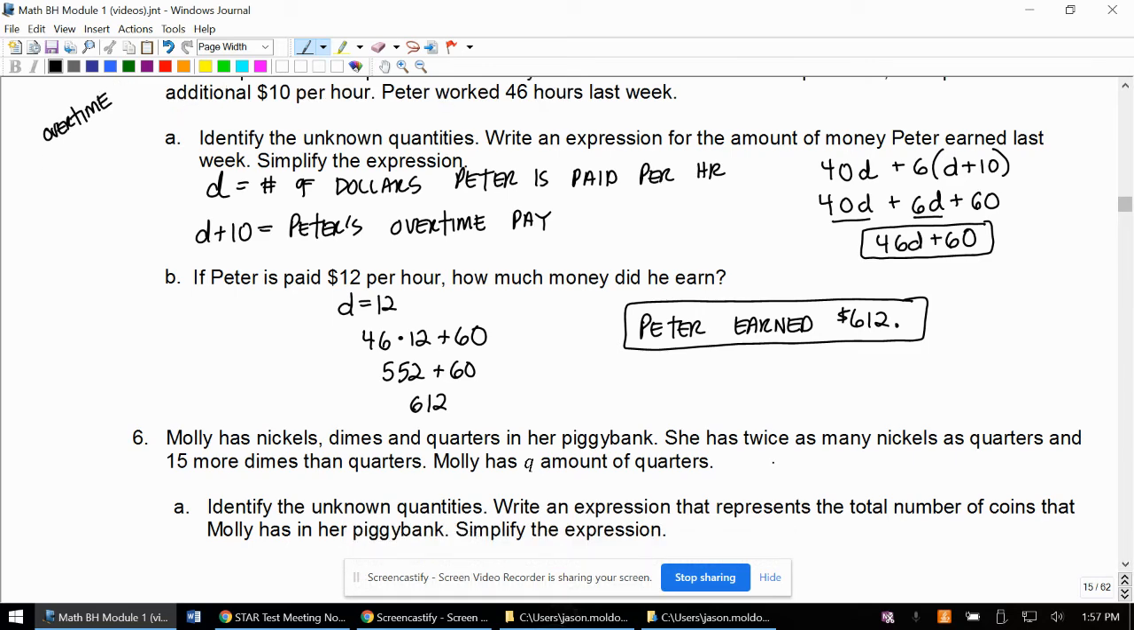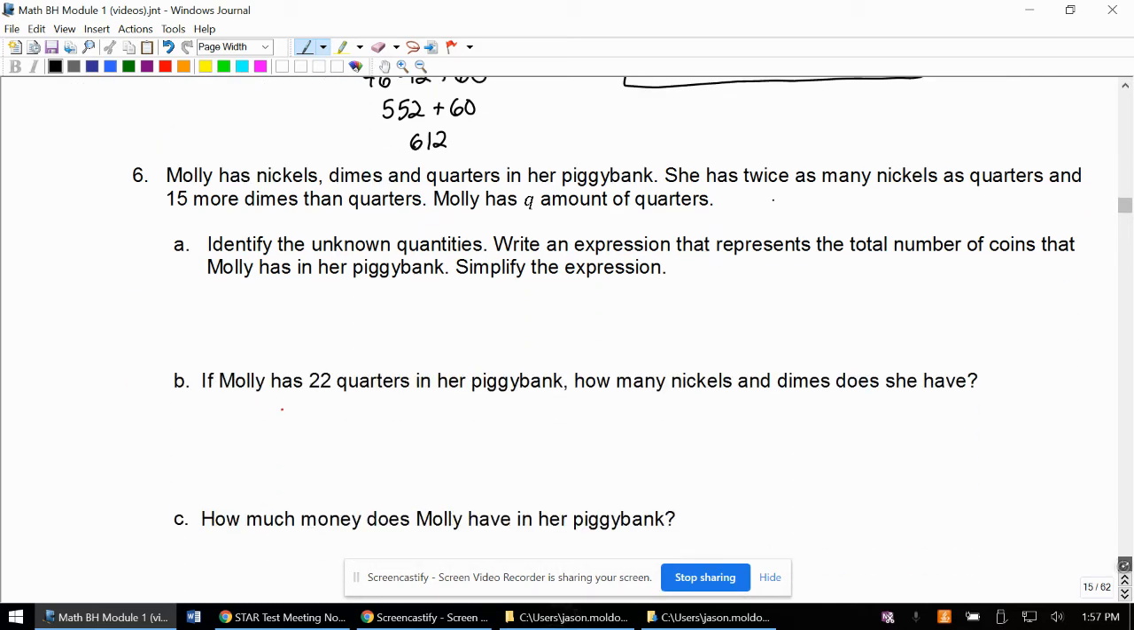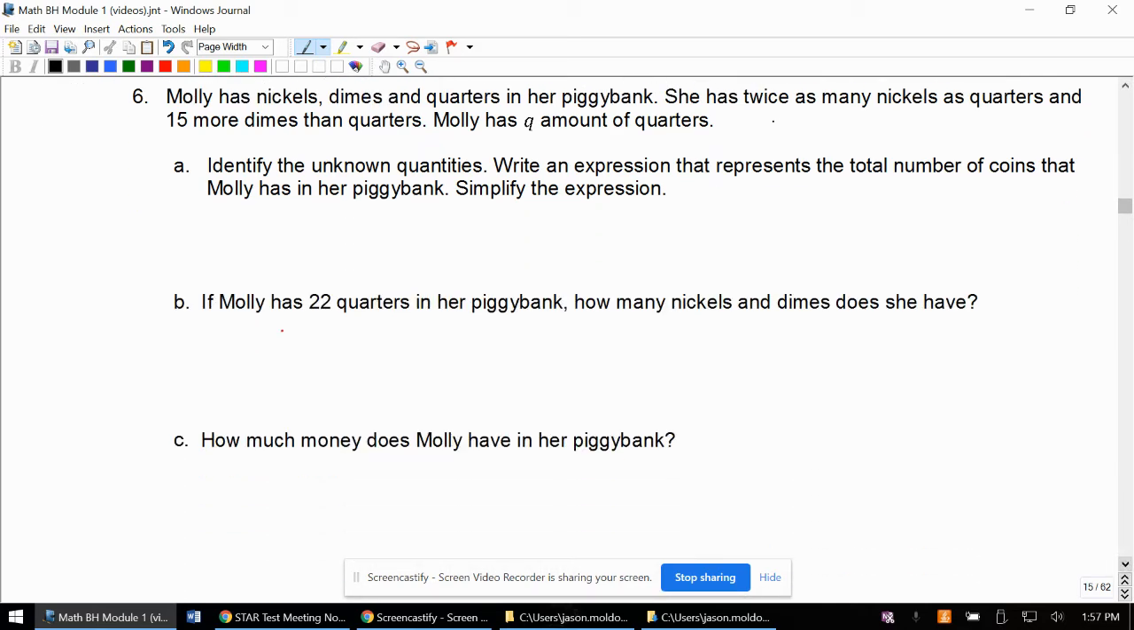So we're doing a review of very simple types of word problems. We've seen overtime. We've seen perimeter. We saw buying stuff at a store. And the last one is one that you hopefully saw in 7th grade as well, which is a coin problem or a variation of a coin problem. Molly has nickels, dimes, and quarters in her piggy bank. She has twice as many nickels as quarters and 15 more dimes than quarters. Molly has Q amount of quarters. So Q is the number of quarters.